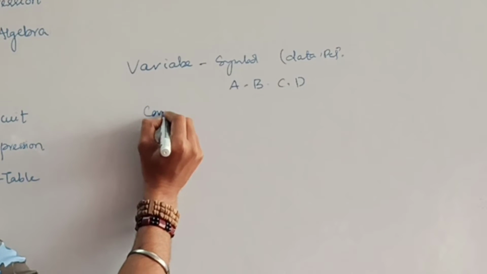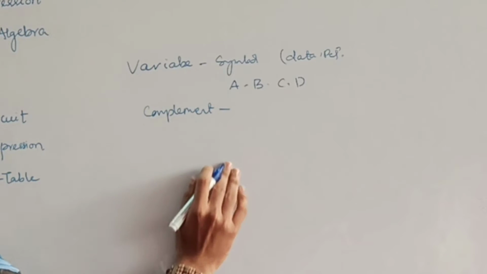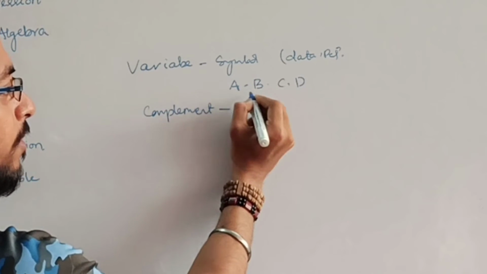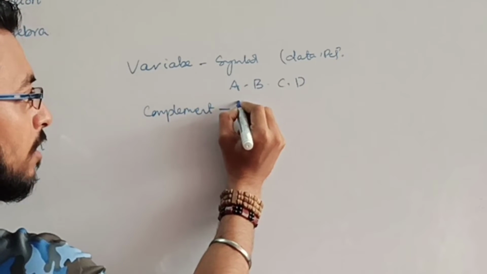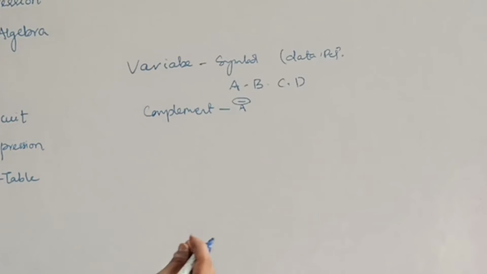Next one is complement. Complement means to take the inverse. If this is A, the complement will become A bar. So complement is represented by a bar or not.